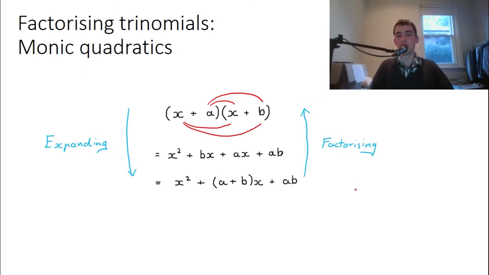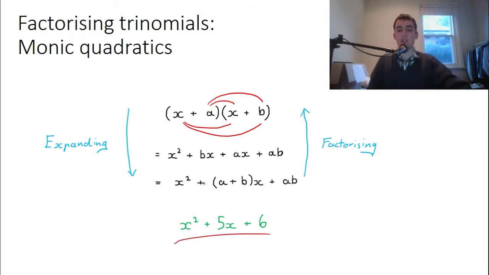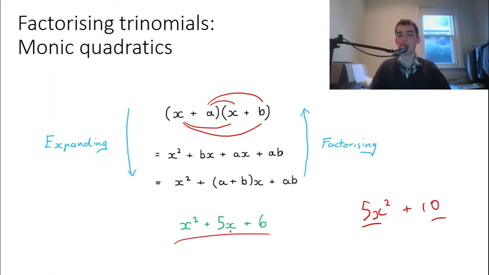Okay, welcome to the fourth video in our factorizing and expanding series. This time we're going to work out how to factorize this. Previously we had done only factorizing binomials, so for example, 5x squared plus 10 with 2 terms, but this one has 3 terms.